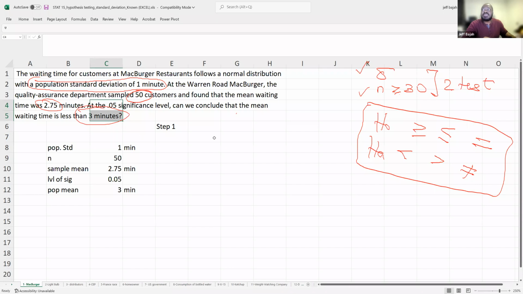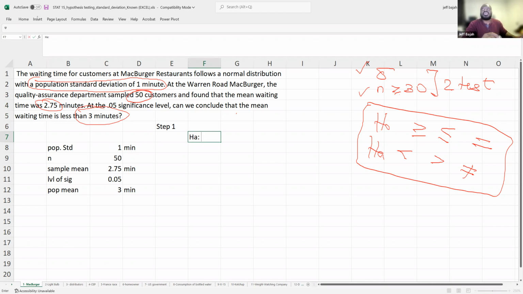So if it's less than 3 minutes, that means that this question will fall under here, because this is where the less thans are, right? This is less than here. These ones are less than or equal to. This one's about equality, this one about inequality, right? So because the question is asking us for less than 3 minutes, our first setup would be H sub A, right? Our sample, our population mean.